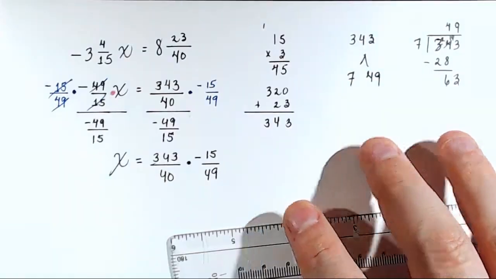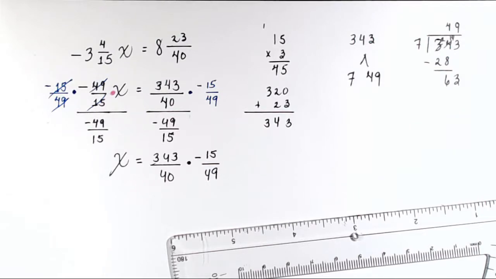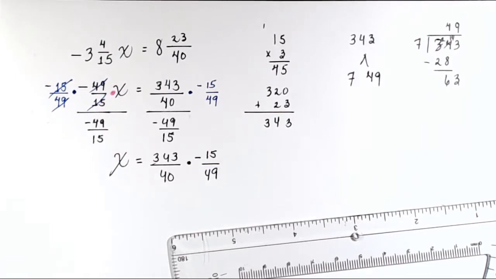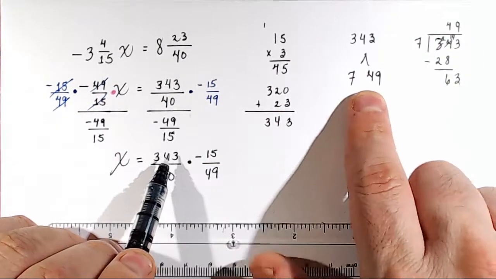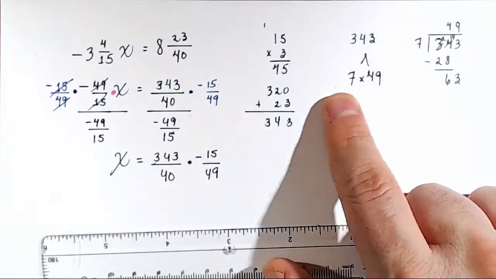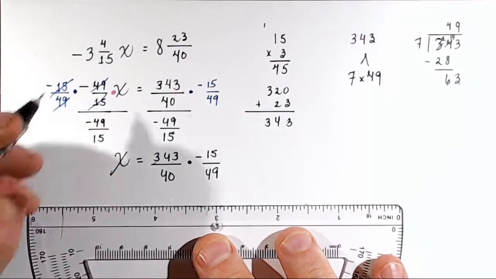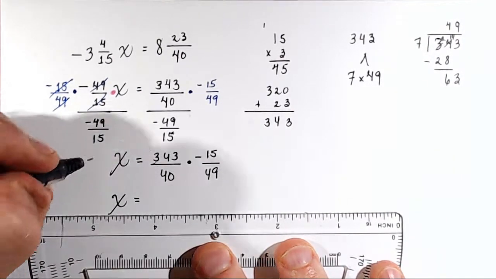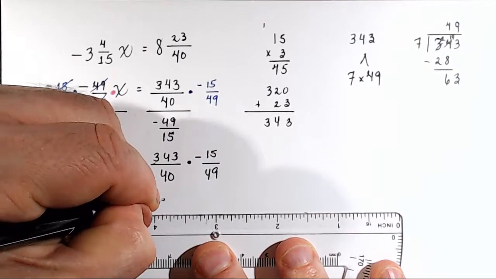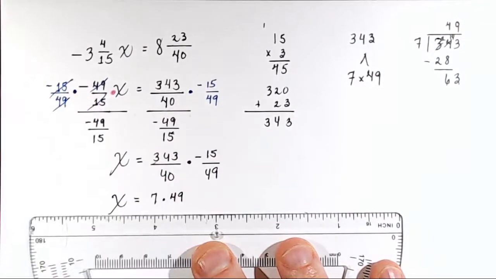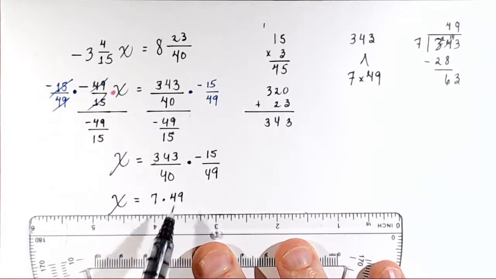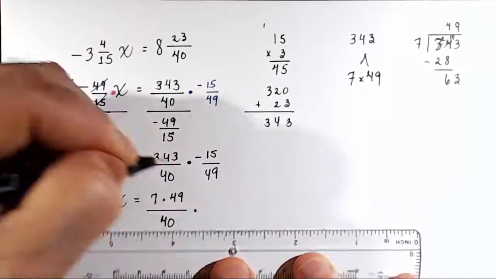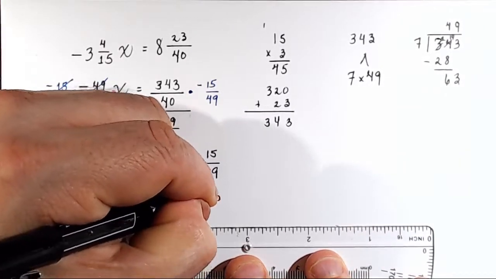Okay? So I want to stop right there, and I want to point something out. 343 is equal to 7 times 49. All right? So what I want to do is rewrite this, and I'm going to replace 343 with the product of these factors right here. So check this out. I'm going to rewrite x equals, and then I'm going to write 7 times 49. Okay? Because what I'm trying to do here is get you to think about canceling these 49s out. 7 times 49 over 40 times negative 15 over 49.